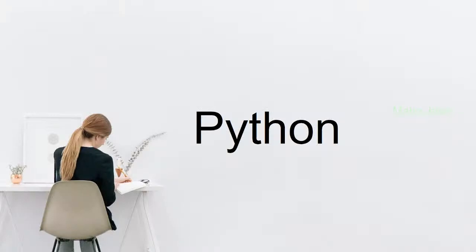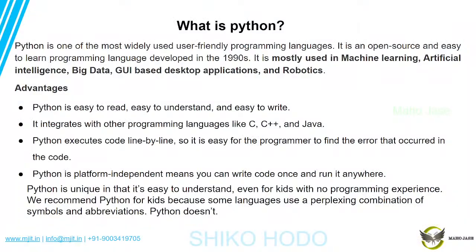So we'll move on to the next thing, that is Python. So what is Python? Python is the most widely used user-friendly programming language. Yes, it is open source, that means it's free of cost, and it is easy to learn, and it was developed in the year 1990. It's mostly used for machine learning, artificial intelligence, big data, graphical based desktop applications and robotics.